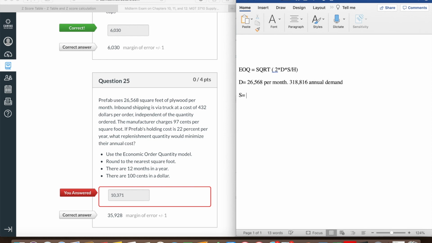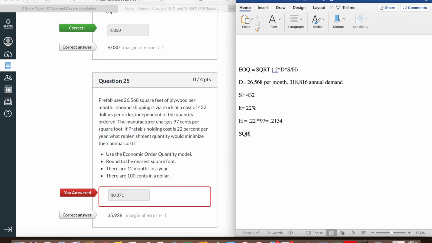Now, the setup cost is always consistent, $432. It says regardless of what quantity we get, it's 432. Remember, S is for setup cost, not shipping cost. H is not given, although you may see it's 22%. That's actually little h. Little h is the percentage, 22%. However, we need to get big H. In order to do that, we multiply 0.22 times the charged amount, which is 97 cents per square foot, to get big H of 0.2134.